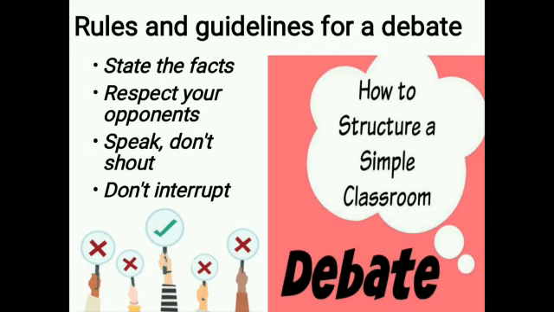Firstly, state the facts, not just your personal opinion. Facts in any activity are anything you learn from an article. Respect your opponents. Healthy debates leave space for both sides to be heard. Speak, don't shout. Turning up the volume won't make your arguments more convincing. Don't interrupt. Only three persons per side are allowed to speak at a time.